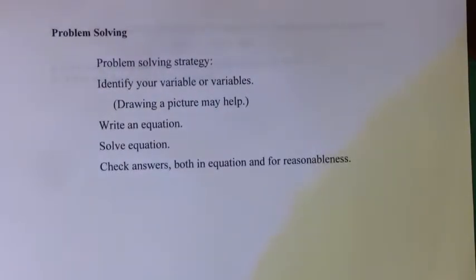Let's start by identifying our problem-solving strategy. The first thing to do is to identify your variable or variables. That is, figure out what in the world it is that you're looking for as your answer. A lot of times in these problems, drawing a picture will help you out. Next, you're going to write down an equation that has something to do with your variable. Then you'll solve your equation, and then you'll check your answers, both back in your original equation and also to make sure that they seem reasonable.